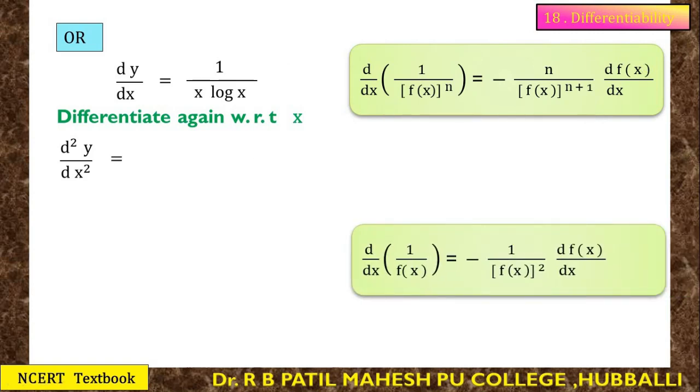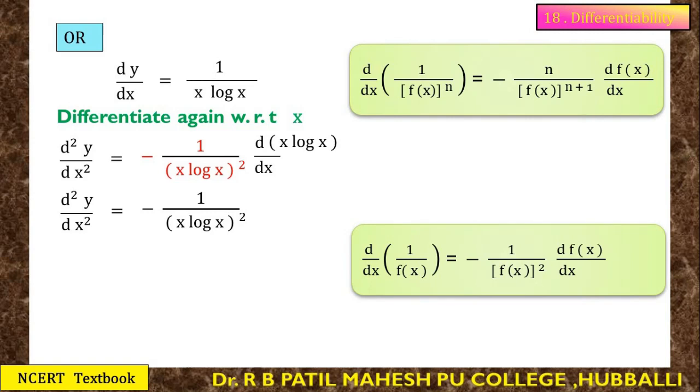Or remember in this manner, d by dx of 1 upon function means if power is 1, then the derivative is written as minus 1 divided by function square into d by dx of function. Now we have function power 1. So therefore this becomes minus 1 divided by function square, that is x log x whole square, into d by dx of x log x. I hope you understood. Minus 1 divided by function square and then d by dx of x log x, that is the function derivative.